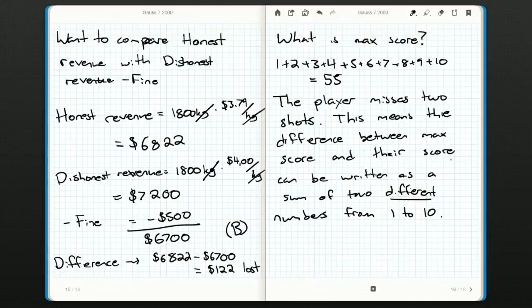So it means we're looking for a difference between the maximum score, which is 55, and their score. And then we're going to see if we can write those as the sum of 2 different numbers between 1 and 10. So for A, which is 52, we get a difference of 3. Okay? Well, we can write 3 as 2 plus 1. So he could have gotten a score of 52 by missing the 1 ball and the 2 ball, and then sinking 3, 4, 5, 6, 7, 8, 9, and 10.